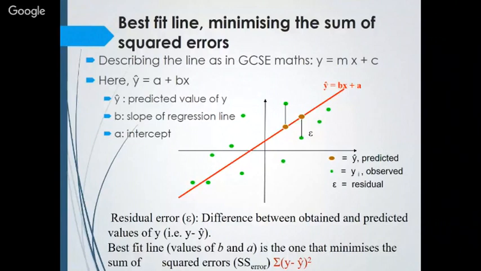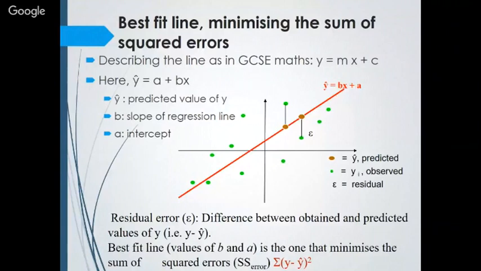Considering our green dots, we fitted a line by minimizing the sum of squared errors. That is the red line we fitted. Here this green dot is here. Corresponding to this green dot, there is a brown dot on the line. The brown dot on the line indicates that, instead of the green dot, we predicted the brown dot on the line.